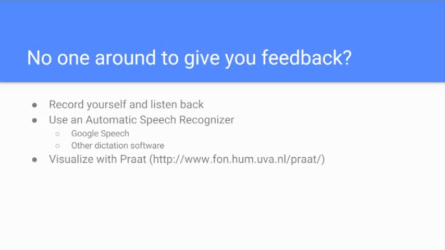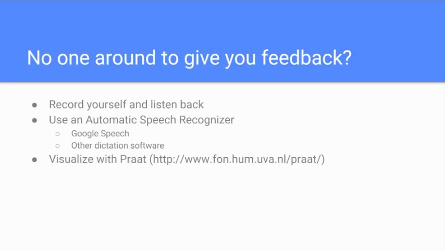You can also use an automatic speech recognizer. So Google Speech: if you go to Google, you can click on the microphone on the search bar to have it recognize your speech and try to send you where it thinks you're going. It's kind of up and down, but if you are really accurate, it should be able to understand you, and if you're pretty inaccurate, it probably won't understand you. There's other dictation software out there. I'm not that familiar with all of it, but you can try it out and see how it works for you. See if that's a good way to get feedback on your pronunciation.